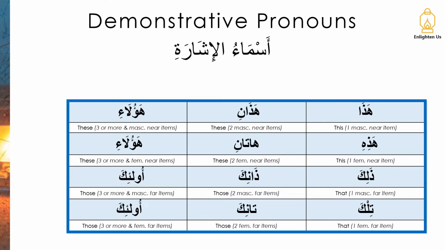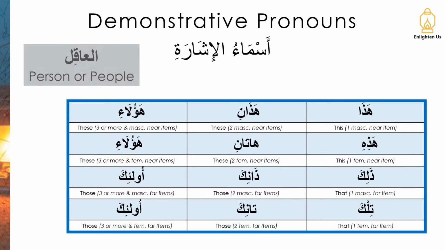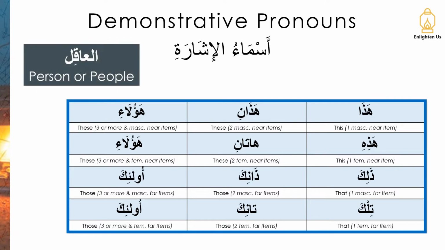Now, and this is what I meant earlier, all of the demonstrative pronouns, all of the asma'ul ishara, can be used for what we term al-aqil. So this is a person or people. So if you want to refer to or point to a person or to a group of people, you can use any one of these.